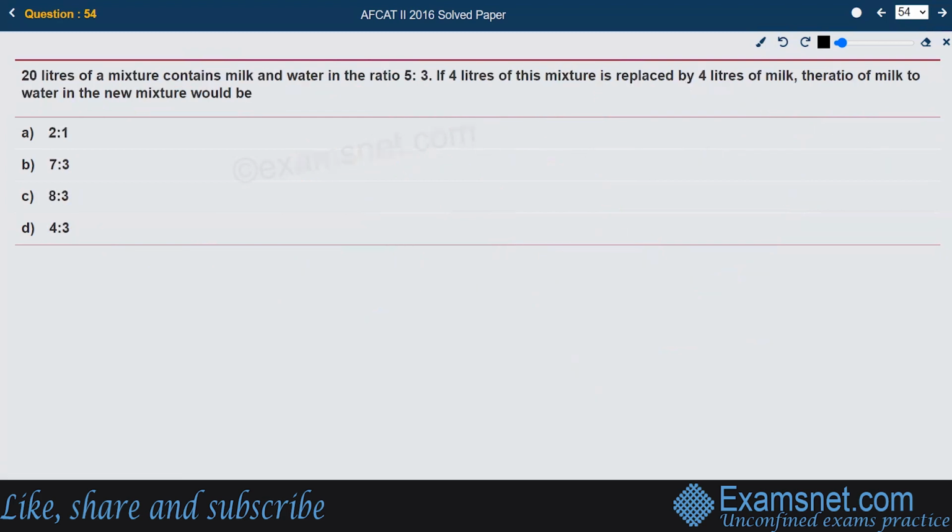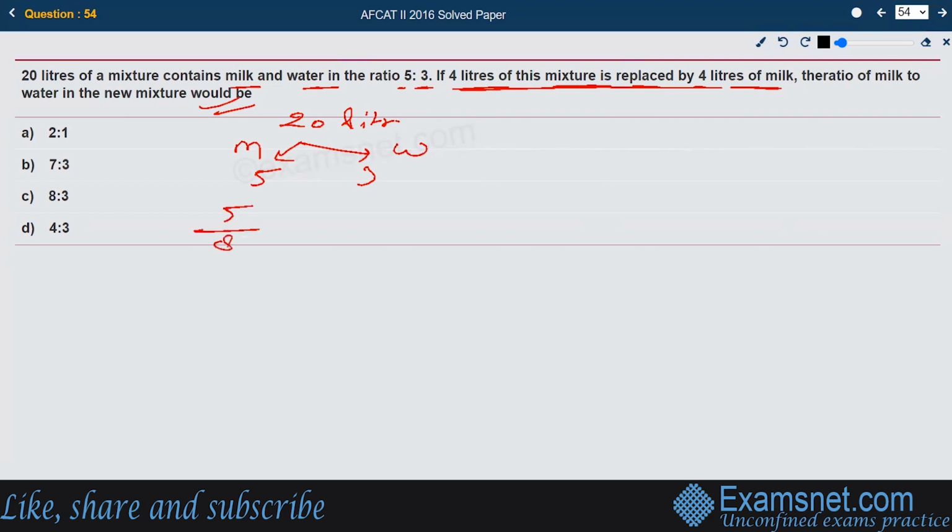Next, 20 liters of mixture contains milk and water in the ratio 5:3. If 4 liters of this mixture is replaced by 4 liters of milk, the ratio of milk to water in the new mixture would be. If we talk about the original one, the 20 liter composition has been distributed between 5 and 3. So the milk part should be 5 by 8 times 20, since 5 plus 3 is 8, and the water part should be 3 by 8 into 20.